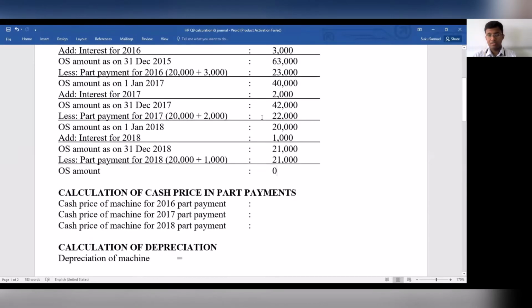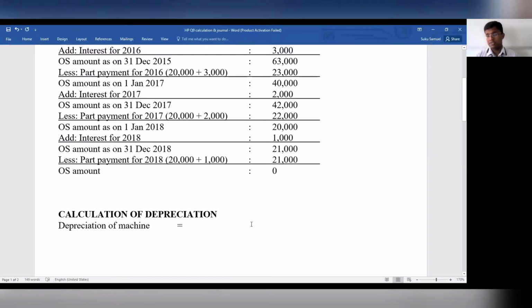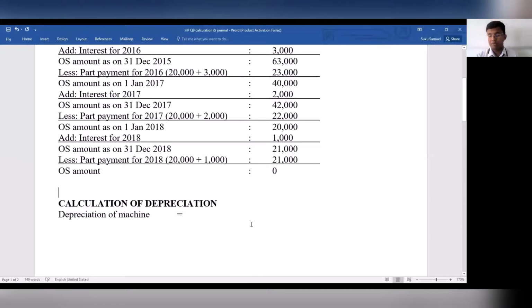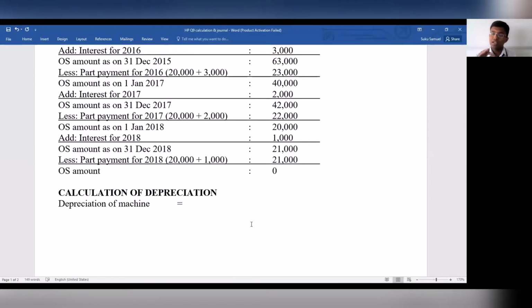In this case, there is no requirement for us to calculate the cash price and the part payments. Reason being, we know that the 20,000 is the cash price that you pay every year, and that entire amount goes towards the price of the machine. So we need not calculate that.